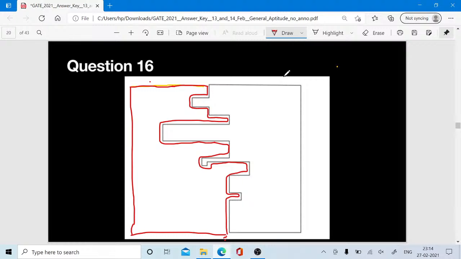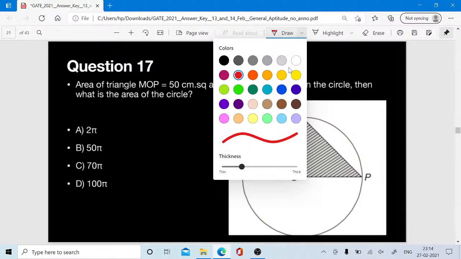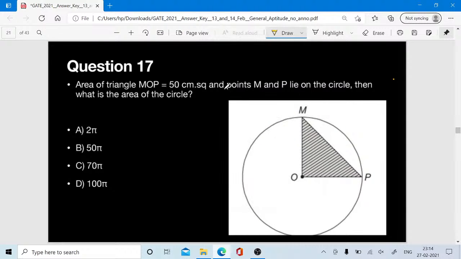So this is the diagram you guys will be getting. Let's see the 17th one. Area of triangle MOP is 50 centimeter square. Points M and P lie on the circle. If points M and P lie on the circle, and the area of the triangle MOP is 50 centimeter square, what is the area of the circle? So tell me the area of the circle here, people.